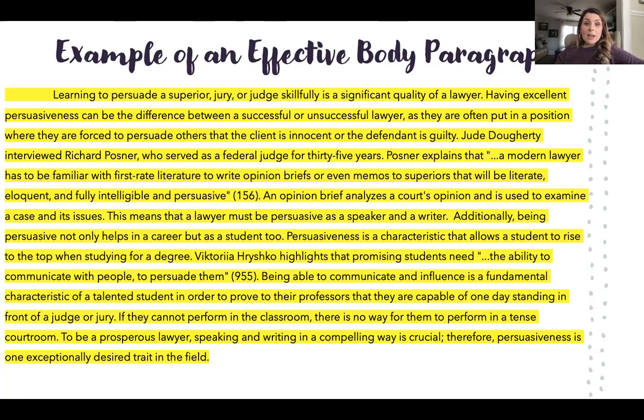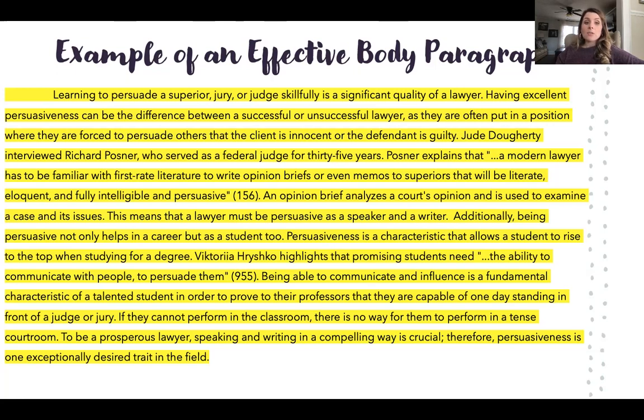Learning to persuade a superior, jury, or judge skillfully is a significant quality of a lawyer. Having excellent persuasiveness can be the difference between a successful or unsuccessful lawyer, as they are often put in a position where they are forced to persuade others that the client is innocent or the defendant is guilty.